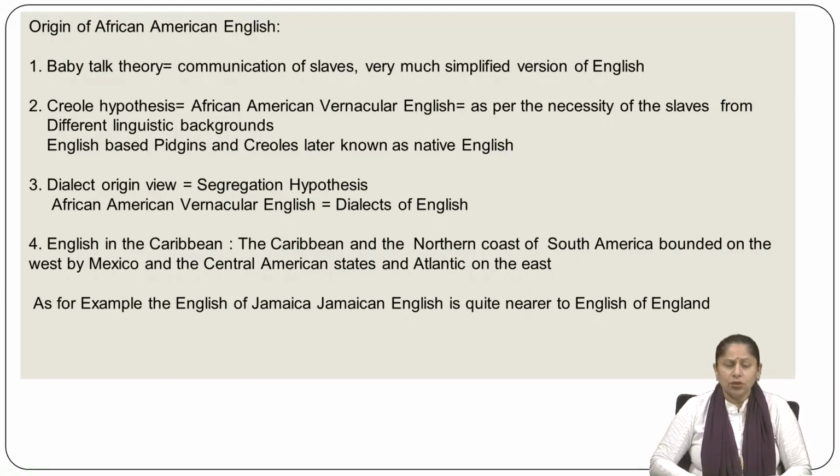Dialect origin view, look, segregation hypothesis. African American vernacular English is of course a dialect of English. That's why it is known as vernacular. The word vernacular shows that it is a matter of segregation. Different kinds of Englishes are gathered and they are utilized by a certain community. That's why it is known as African American vernacular English, and its synonym, another name, is dialects of English.